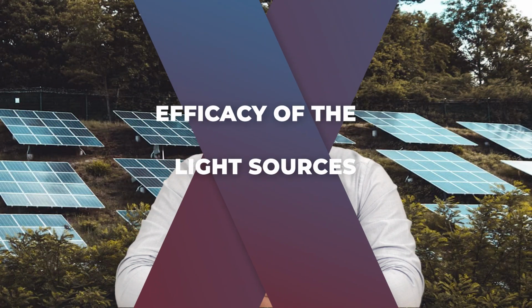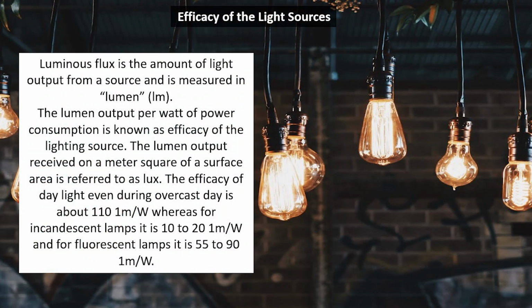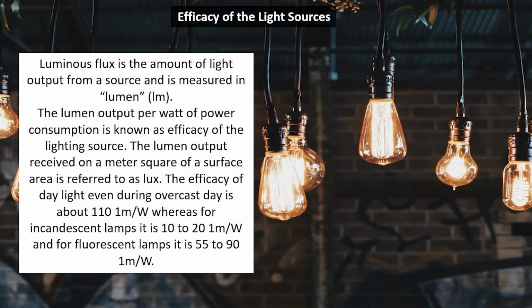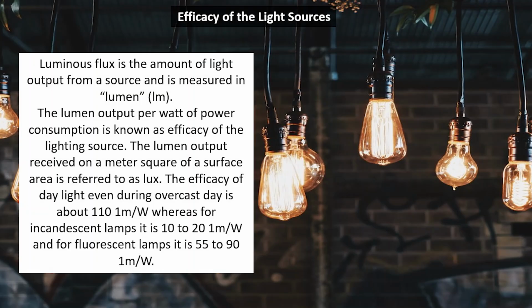Now, the next term is the efficacy of the light source. It is also required. Luminous flux is the amount of light output from a source, and it is measured in lumen, denoted by lm. The lumen output per watt of power consumption is known as the efficacy of the lighting source. So by this efficacy, we can calculate the exact luminous output of any power, and the lumen output received on a meter square of a surface area is referred to as lux.